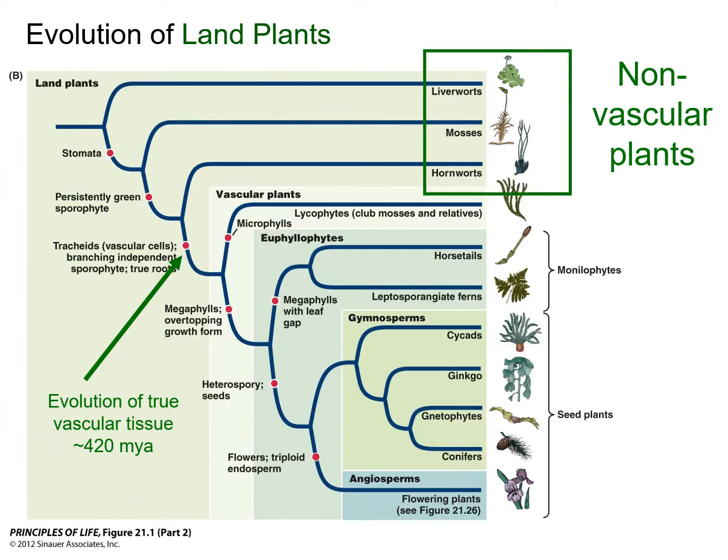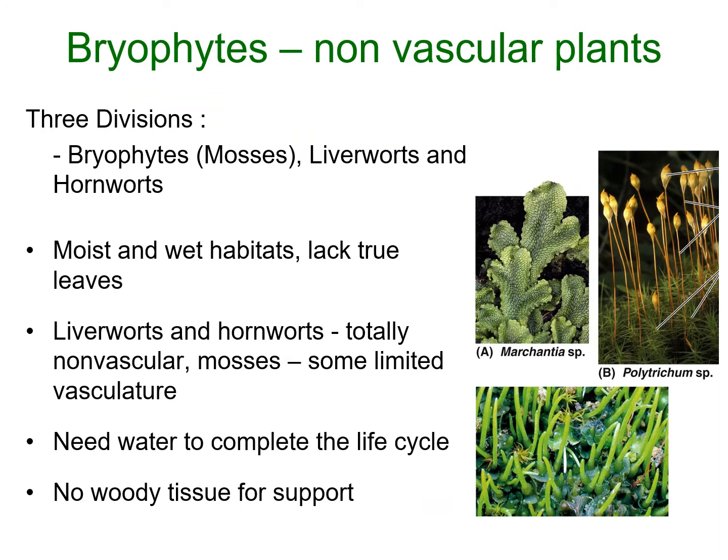So we're now going to move on to looking a little bit at these non-vascular plants. These were the earliest land plants that evolved, and they include liverworts, mosses, and hornworts. So together, these 3 groups are called the bryophytes, and these are non-vascular plants. Whilst they live on land, they haven't yet evolved a true vascular system. So they live in moist and wet habitats because they lack true leaves and lack the ability to move water around within the plant very effectively because they don't have vascular tissue.